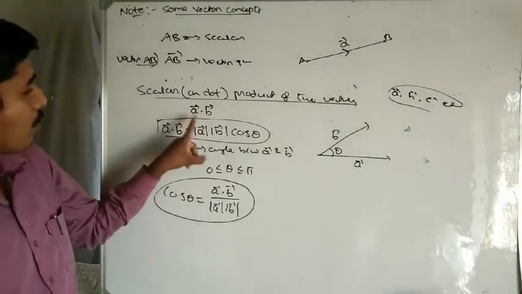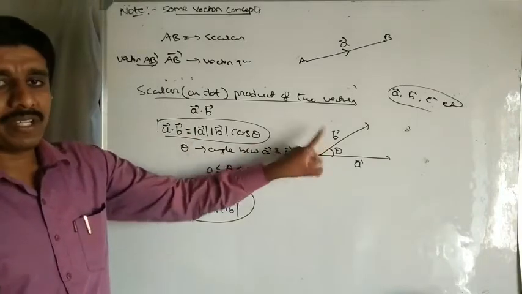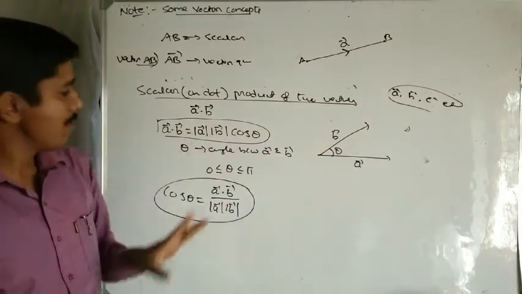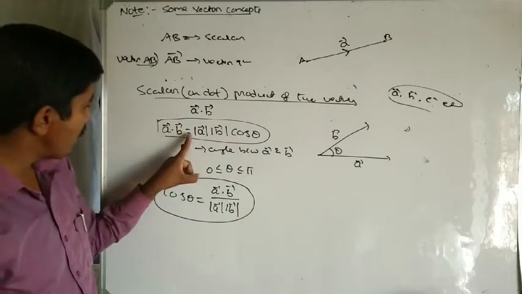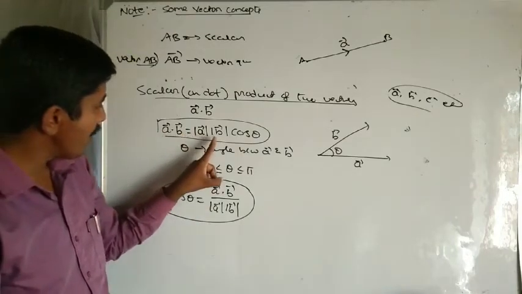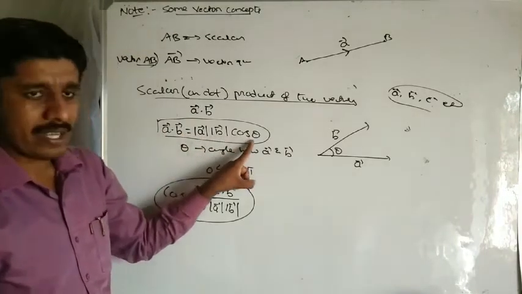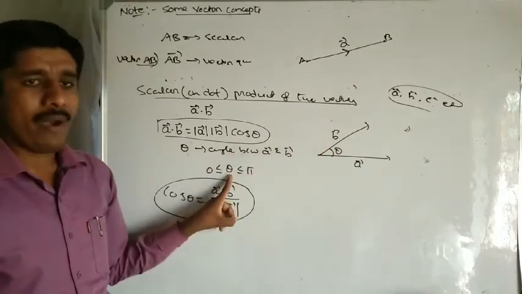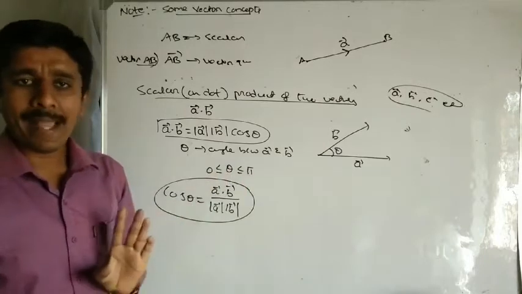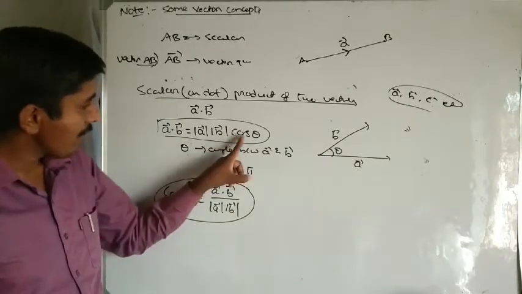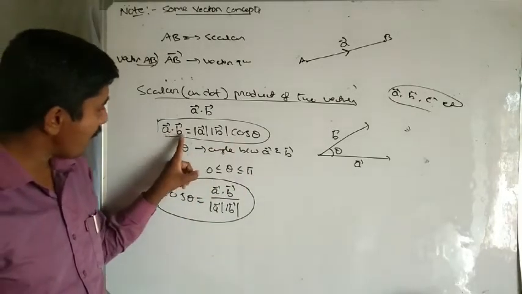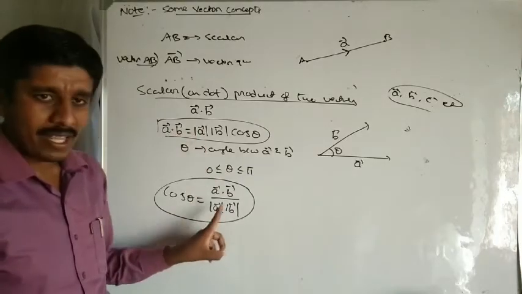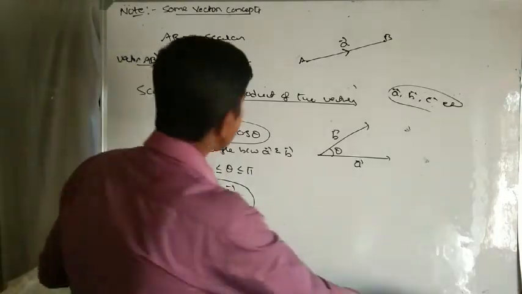The dot product of two non-zero vectors, vector A and vector B, is denoted and defined as vector A dot vector B equal to magnitude of vector A, magnitude of vector B into cos theta, where theta is the angle between vector A and vector B, theta value varies from 0 to pi. And then the cos theta formula is vector A dot vector B divided by magnitude of vector A, magnitude of vector B.